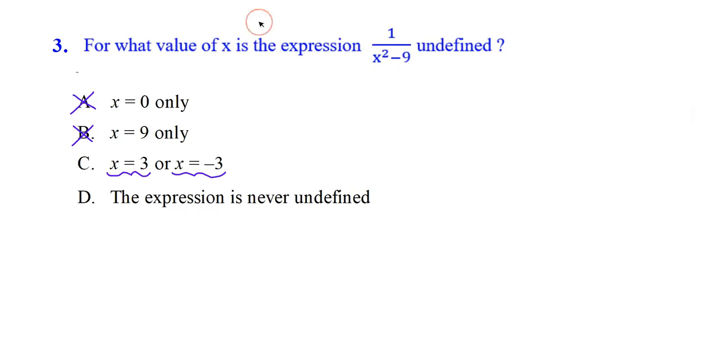I will rewrite this expression one more time. We have 1 over x squared minus 9. So first what we're going to do is try 3. I'm going to plug in into the bottom a 3 for x. So bring your 1 over.